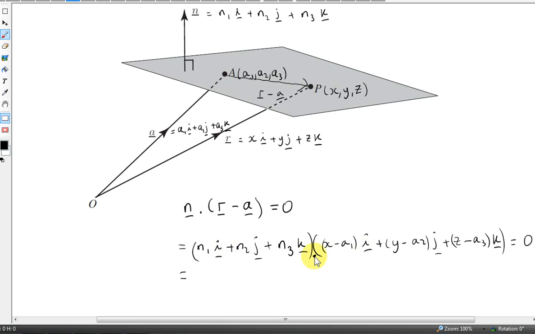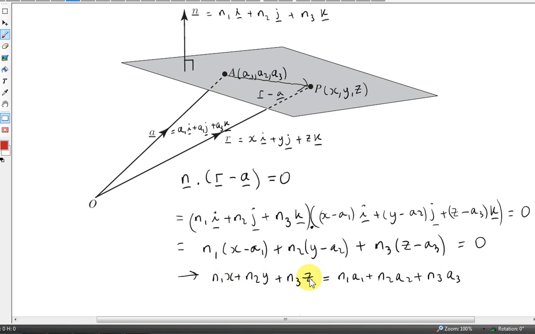To get the dot product, we multiply corresponding components. So we multiply the i components together. Then we multiply the j components. And finally we multiply the k components. So the dot product gives us a scalar, and it must work out to 0.